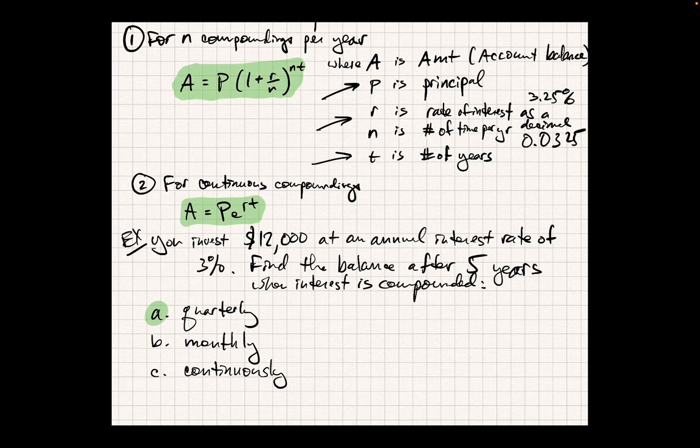Carla, which one do I want? You want the P times 1 plus R over N to the... Yeah, so this is our formula for what? Compounding, whatever that per year. Right. So we call this the formula for discrete compoundings.